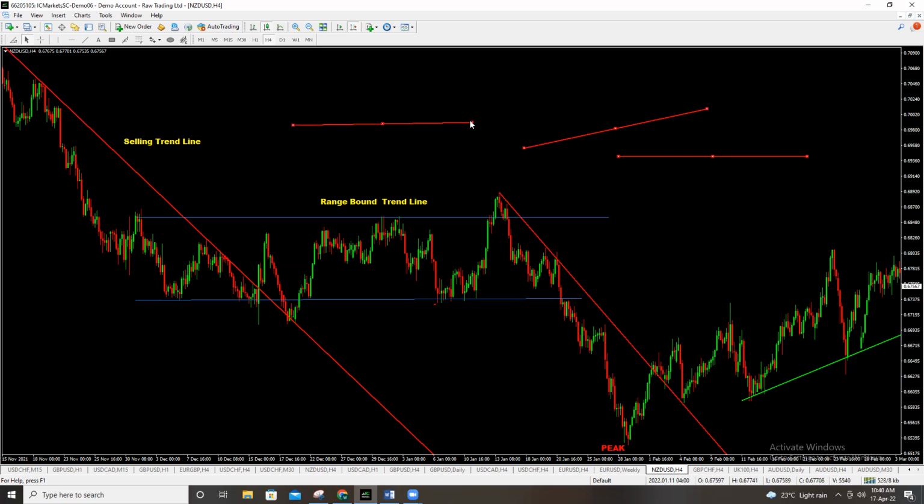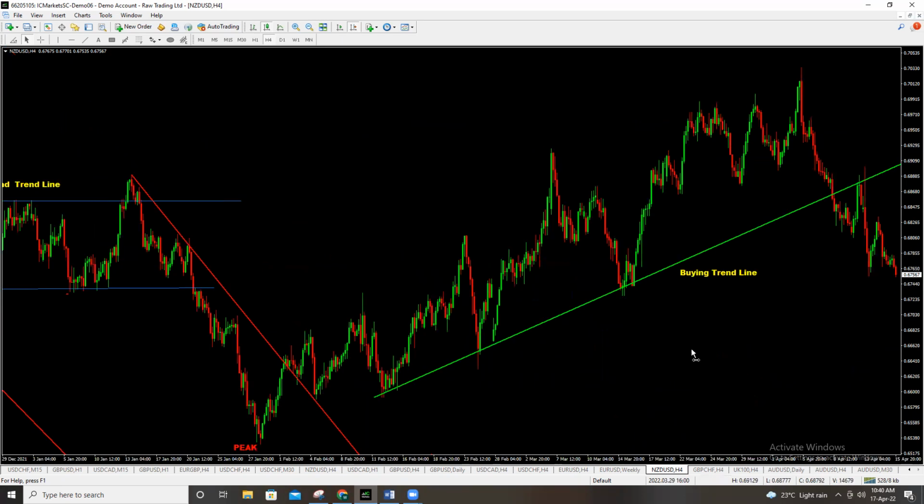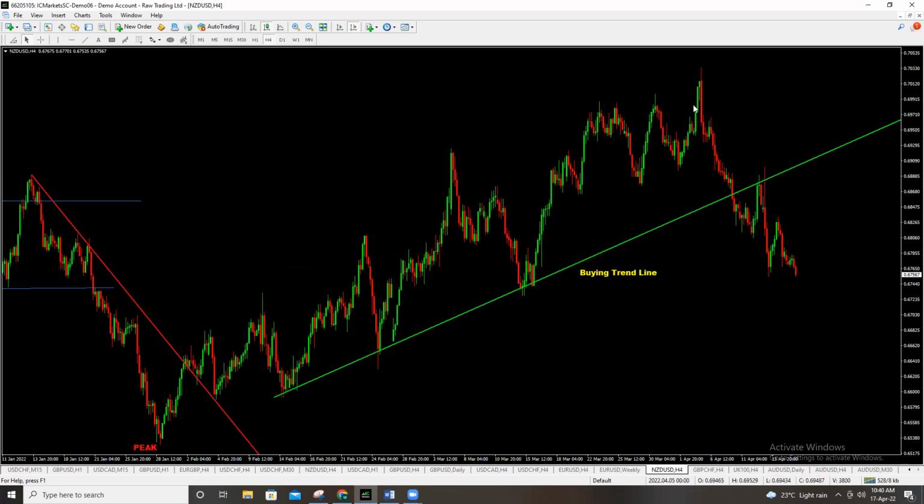Then we have what we call the buying trend line. Again, you'll be having a buying cycle, which will come from a peak. Okay, the buying cycle, you find out two points and then just extend it.